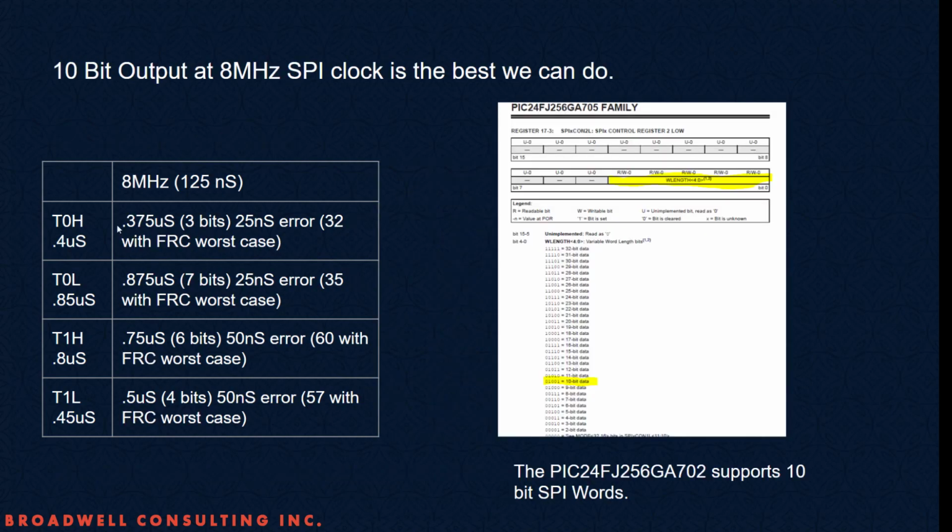If we notice, at 8 megahertz, we have 3 bits followed by 7 bits to do a 0, 6 bits followed by 4 bits to do a 1. That makes 10 bits total. Fortunately, the PIC is sufficiently flexible that it'll let us pick the word length that we want to dump out. We're not limited to only 8 or 16 bits. We can also do 10-bit data. So it looks like the PIC should be able to very easily manage the signal that we want to output.